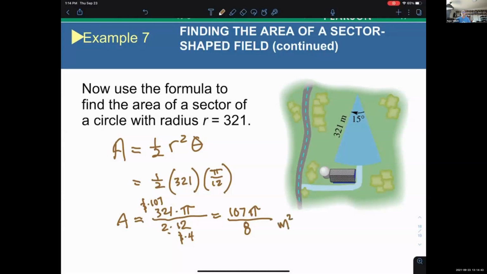Now, you could, of course, type that on a calculator and get whatever level of decimal accuracy you needed to answer the question in decimal form. But that's the exact value, and it could be that a problem would ask for the exact value.